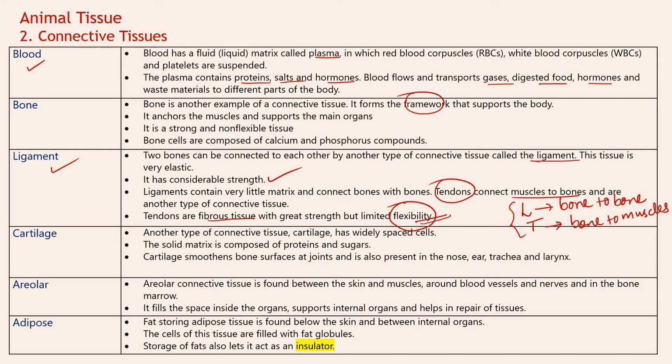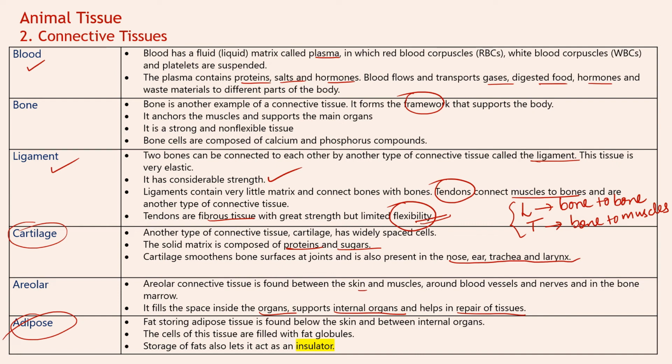Now another connective tissue is cartilage. Cartilage is composed of protein and sugar, smoothens the bone surface at the joints, and is present in the nose, ear, trachea and larynx. Another type of connective tissue is areolar. Areolar tissue is present in skin, muscle, around the blood vessels, nerves and in the bone marrow. Its function is to fill the space inside the organs, to support internal organs and help them repair their tissue. The last one is adipose connective tissue.